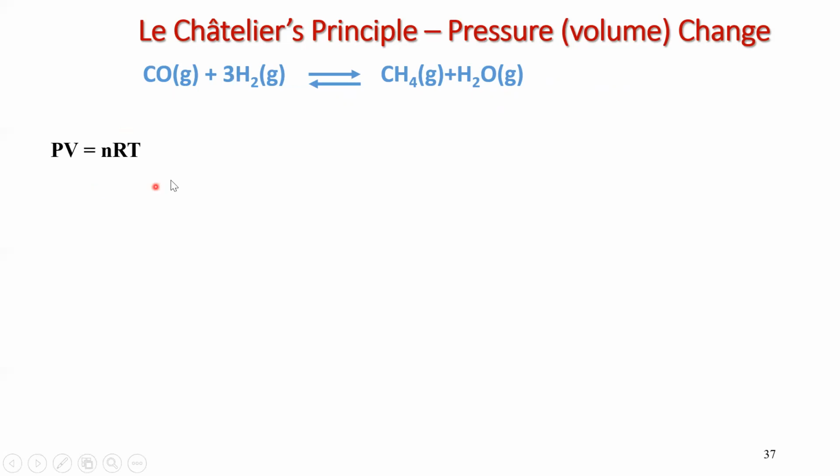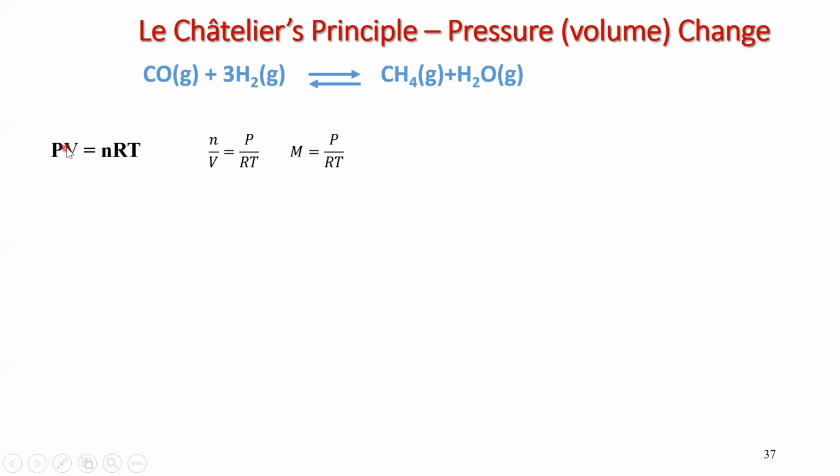So we should recognize this. This is our ideal gas law equation. That was from Chem 1. So PV equals nRT, okay? The pressure times the volume equals the number of moles of gas times our gas law constant times our temperature, okay? Ideal gas law. So let's manipulate this equation a little bit, okay?